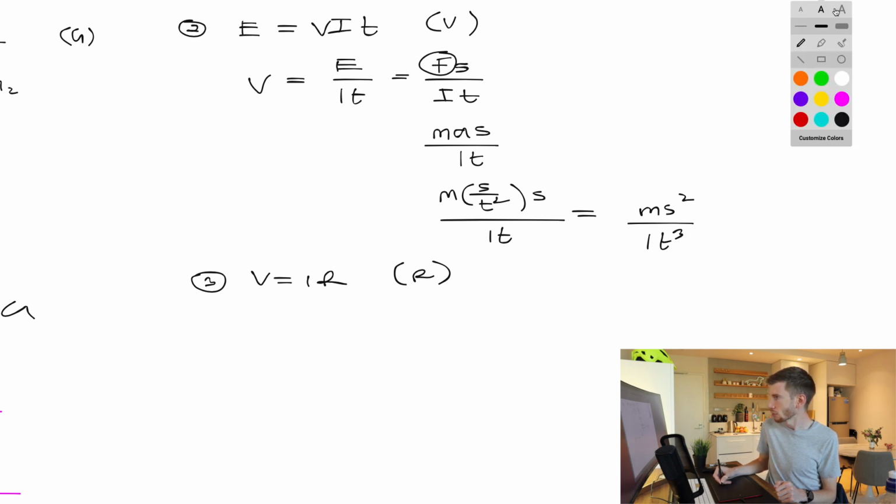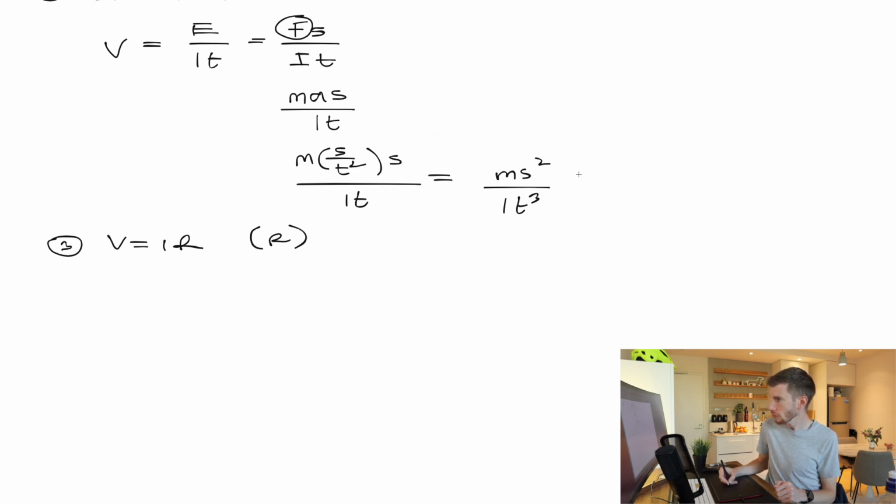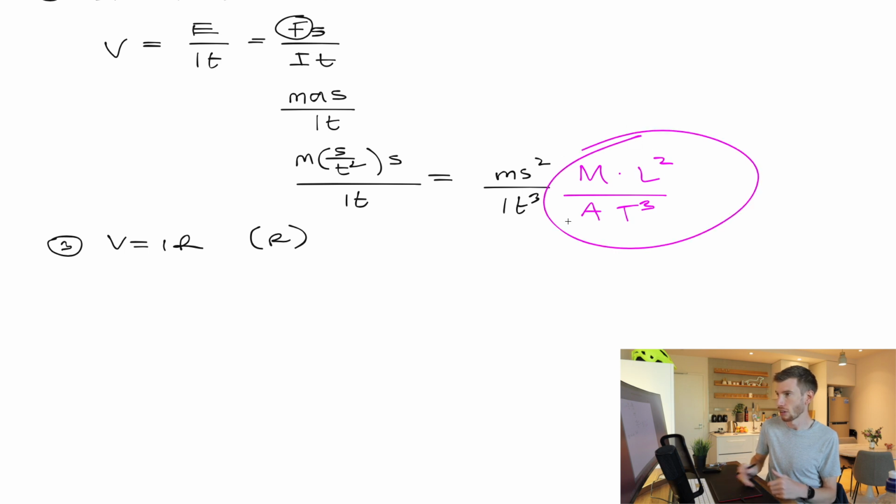And then we can now turn it into its dimensions. So that is mass times displacement or length squared over current, which we were calling A in this one. And then T cubed, time cubed. It's T cubed like that. There's nothing really to cancel out in this particular case. So this becomes the dimensions of voltage.